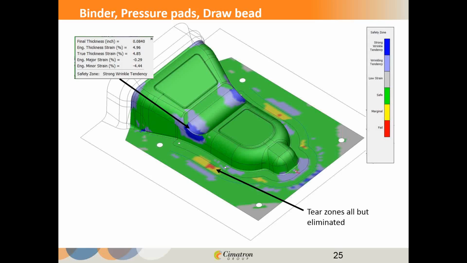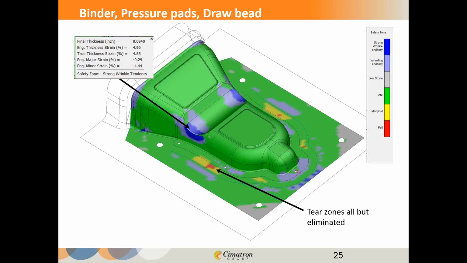And when I do that, I get some very nice results. You can see the strain is now under 5%. The tear zone is just about all but eliminated. There's a few areas, but all in all, I'm liking the results I've seen, especially compared to what I started with. Got a formable part, maybe a little bit of wrinkling, but all in all, it looks good.